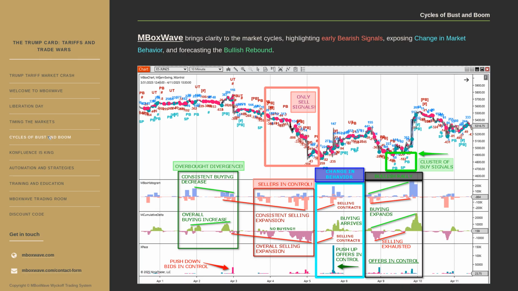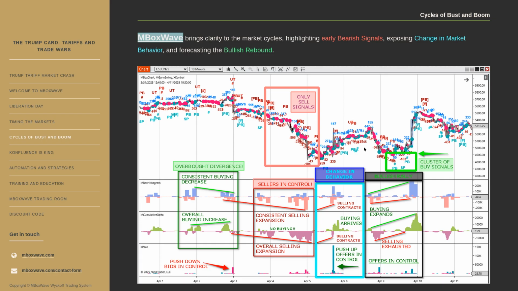Cycles of bust and boom. Markets are cyclical: goes up, goes down, goes up, goes down. Here I'm saying that MBoxWave brings clarity to the market cycles, highlighting early bear signals, exposing change in market behavior, and forecasting, in this case, the bullish rebound or any rebounds. Here I zoomed out on, for example, an ES 10-minute chart, so you're not going to see the signals very clearly. But what I wanted to show everybody is how everything cycles.